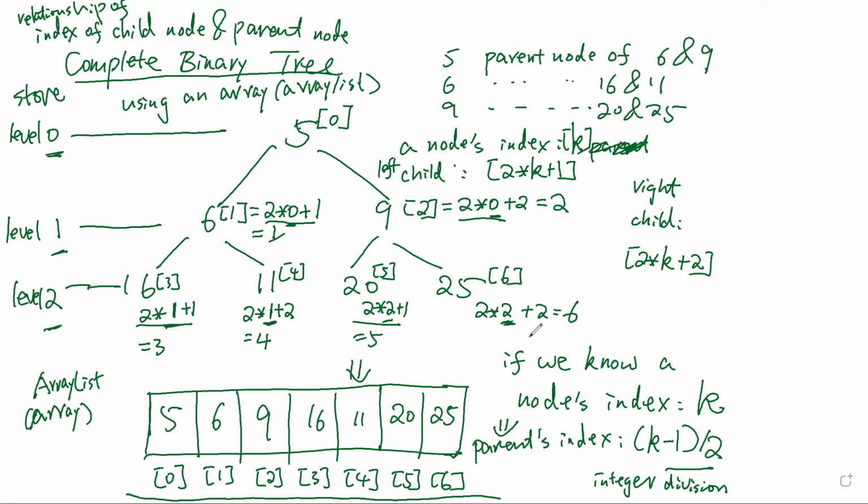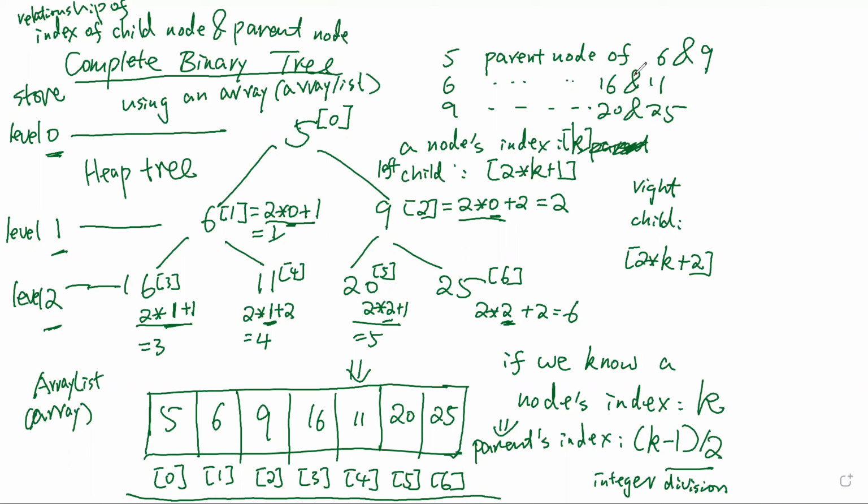So we understand the relationship between the index of a node and its child node, or a node and its parent node, for the complete binary tree. Basically this kind of tree, we can also call a heap tree. So that's the concept, and later on we will also see more.